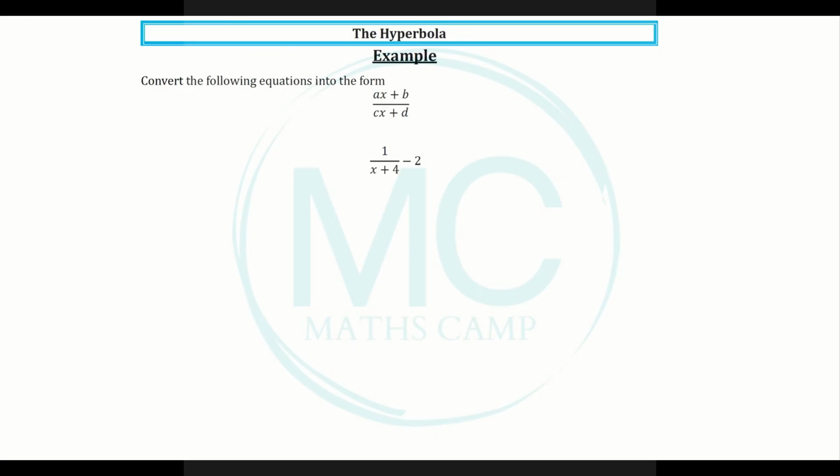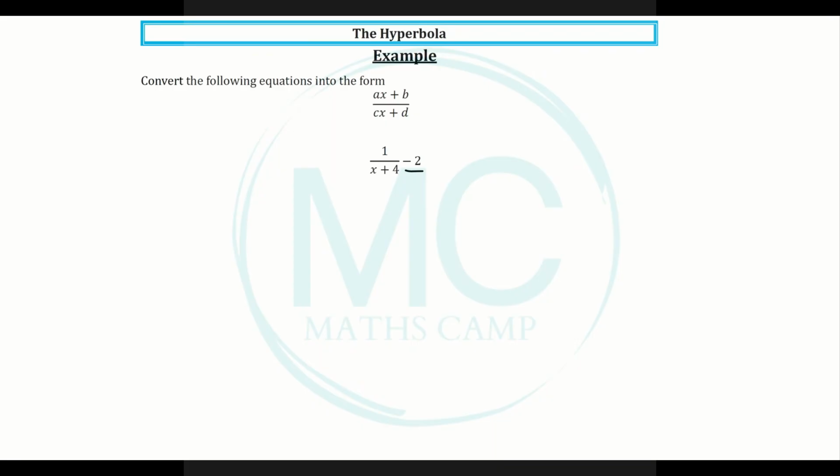Convert the following equation into the form ax plus b over cx plus d. Here we have 1 over x plus 4, minus 2. In order to create one fraction, we need to give negative 2 a denominator. But specifically, we need to give this value the denominator of x plus 4. And the only way that we can do this without changing the value is to give it both a numerator and a denominator of x plus 4.